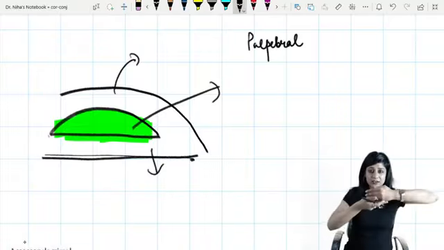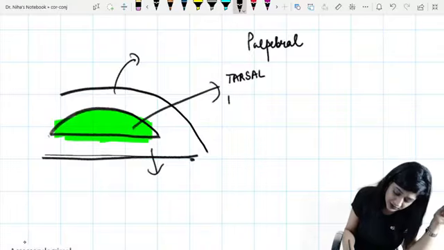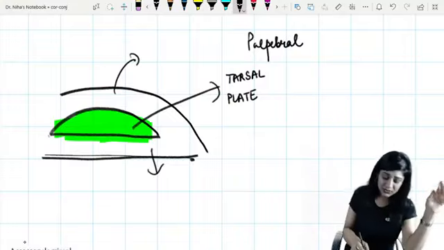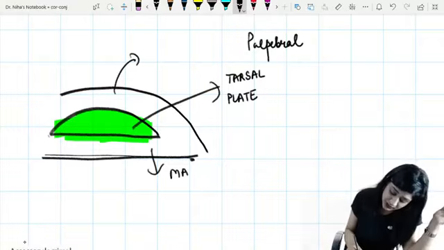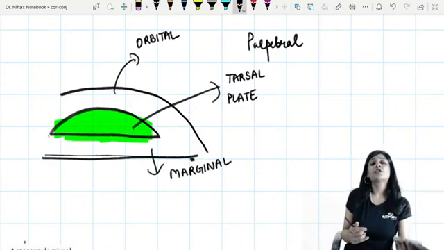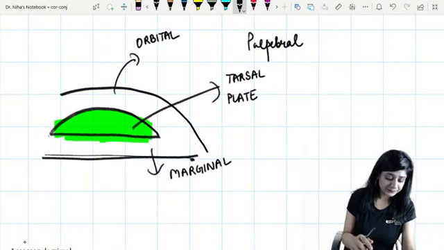When you invert the eyelid, there is a plate in this eyelid. This plate is called the tarsal plate. The conjunctiva lying over this tarsal plate will be your tarsal conjunctiva. The one lying at the margins will be called the marginal conjunctiva, and the one which is going backward will be your orbital conjunctiva. So basically we have got the 3 types of conjunctiva.